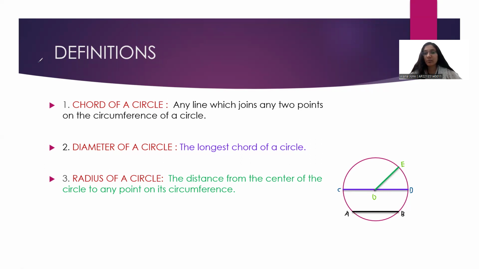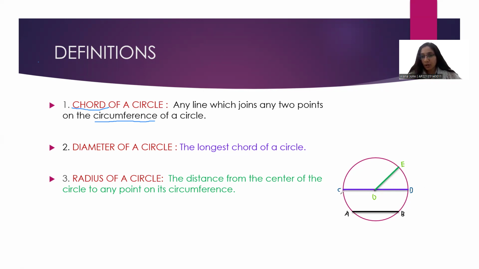So what is meant by a chord? Any line which joins any 2 points on the circumference of a circle. What is meant by the circumference of a circle? Circumference is nothing but this boundary. This boundary length is known as the circumference. If you are taking any 2 points from the boundary and joining them by a line, then we will be getting a chord. Is that clear?